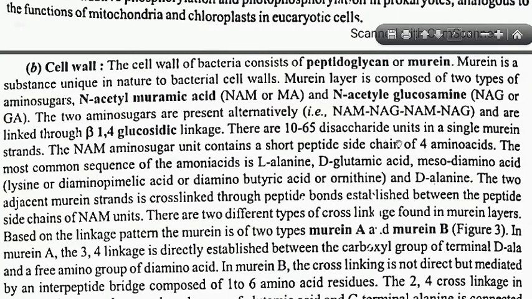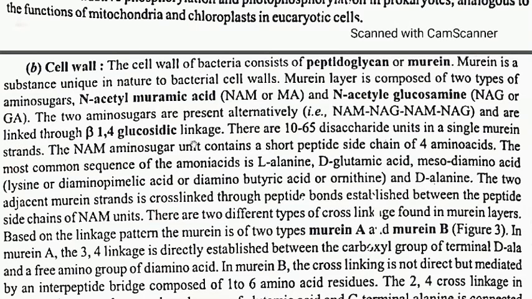Such type of NAM, NAG, NAM, NAG, which are present alternately, how are they linked? They are linked through the beta-1,4 glucosidic linkage. Now there are 10 to 65 disaccharide units in a single murein strand.